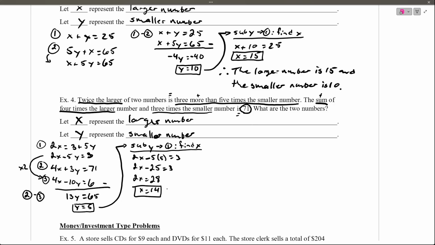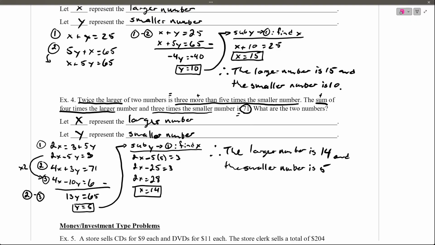Okay, so we've solved our final problem. We just need our therefore statement. We know x represents the larger number and y represents the smaller number. So therefore, the larger number is 14, and the smaller number is 5. Now remember, if we ever had to verify this and do a left side, right side check, we'd need to take our values and substitute them in both equations to make sure that we get the correct results.